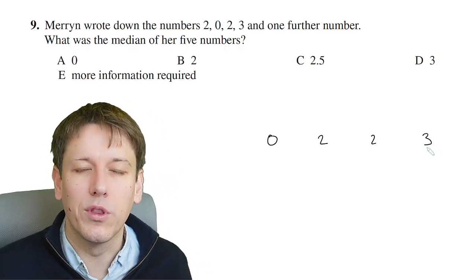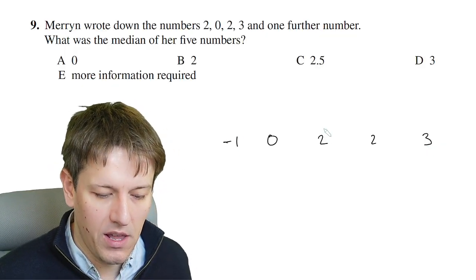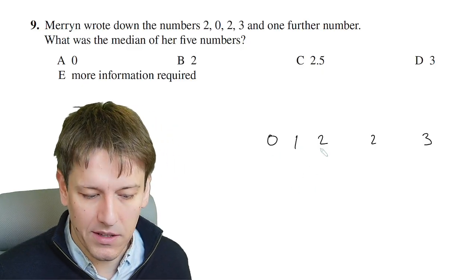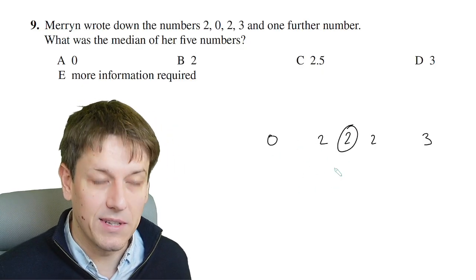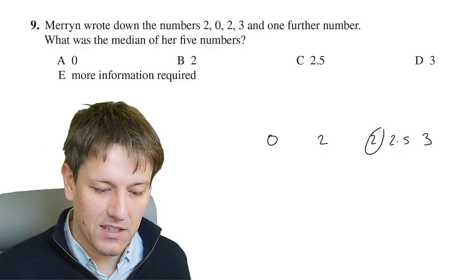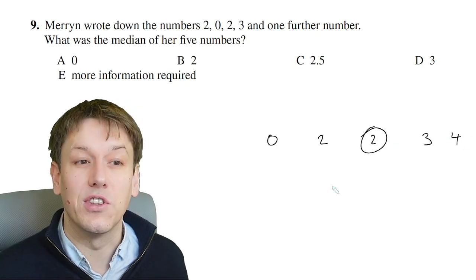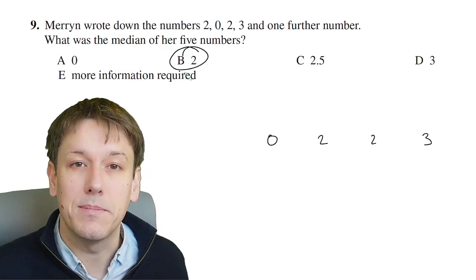And just think about where all the possibilities are for the final number, right? So it could be something smaller than 0, like -1, then the median would be 2. It could be something in between 0 and 2, but 2 is still the middle number here. It could be another 2, in which case 2 is the middle number. It could be something between 2 and 3, in which case 2 is still the middle number, or it could be something bigger than 3, and then 2 is still the middle number. So in all cases here, the median is 2, and so the answer is B, 2.